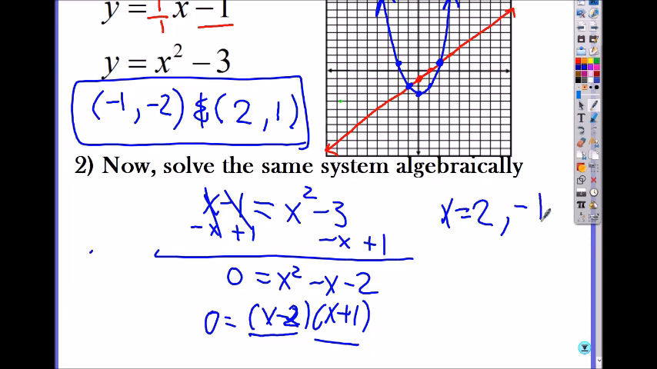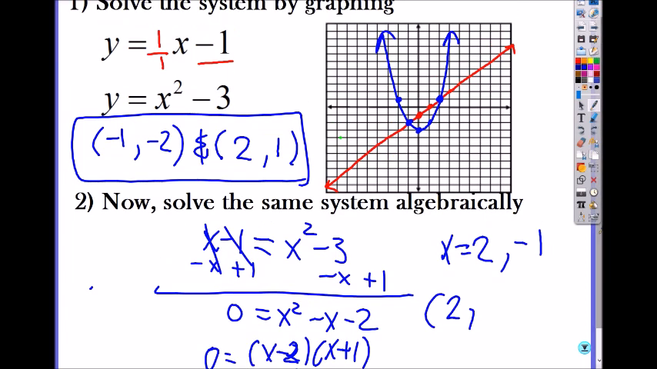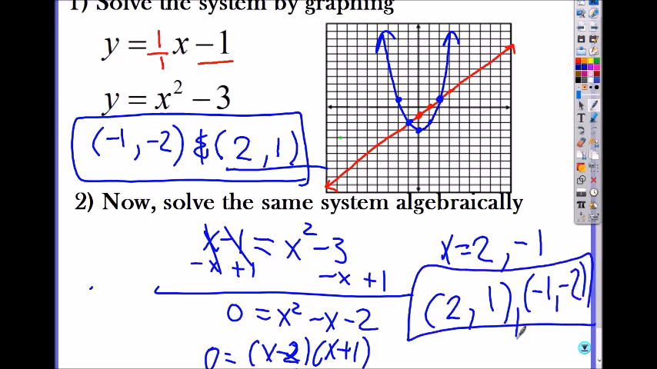No, you have to find the y's too. So it's 2, comma, y. Plug it into one of the equations. What's 2 minus 1? 1, which we had here. -1. Plug it in. What's -1 minus 1? -2, which we had earlier by graphing.